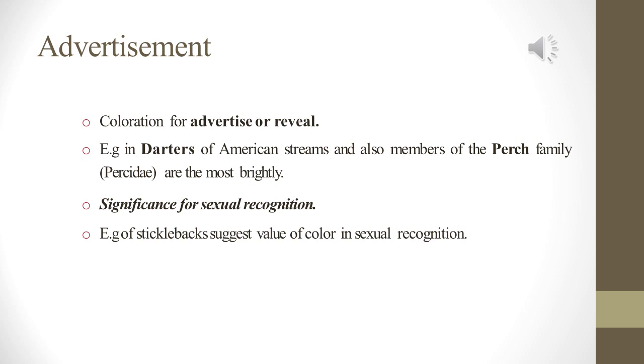Some fishes show coloration of the scales for advertisement. What is the meaning of advertisement here? It is to alarm other species or other fishes, and for the revealing of their body. The coloration for advertising or revealing. For example, the American darter is also a member of the perch family, Percidae, and is most brightly colored, and it is a very significant character for sexual recognition.